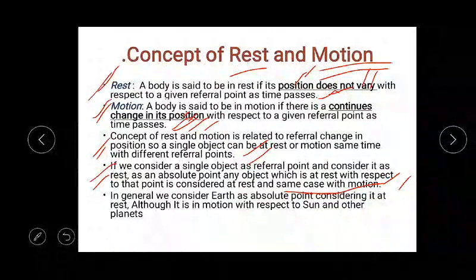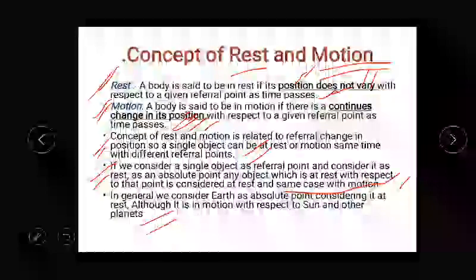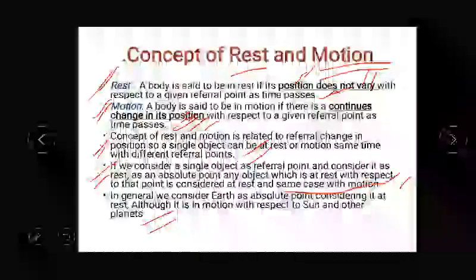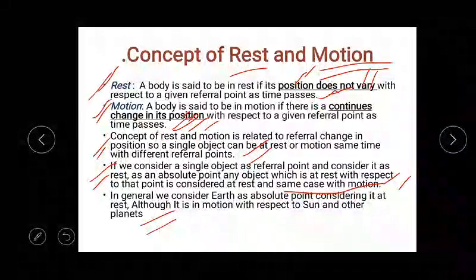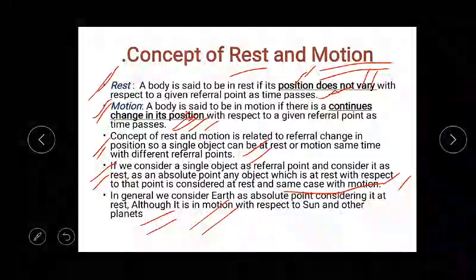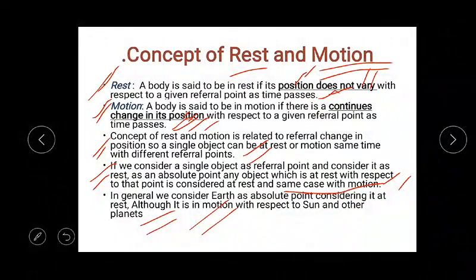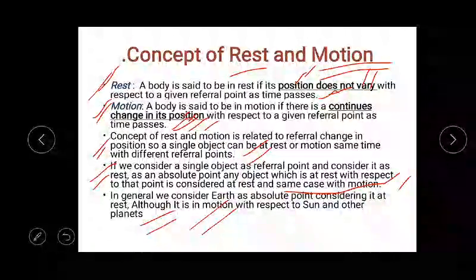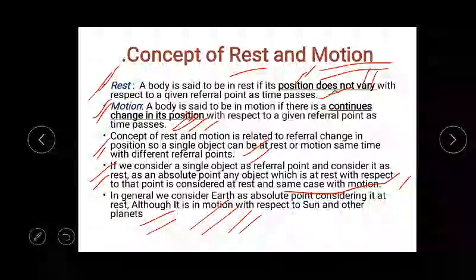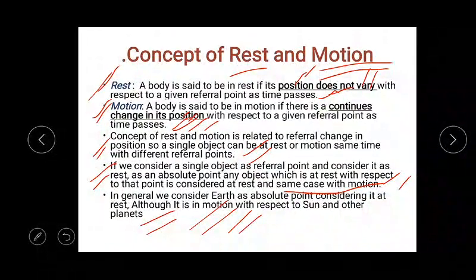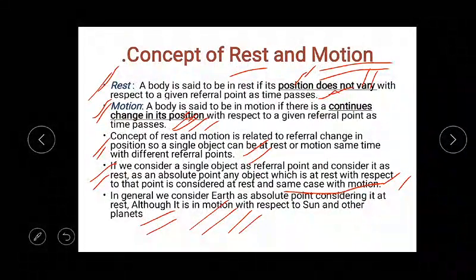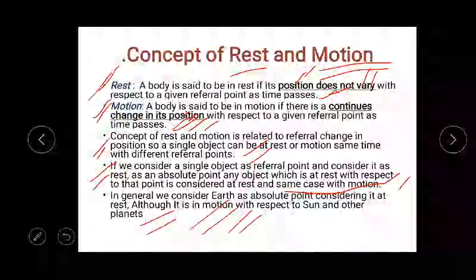Now what does the last point say? In general, we consider Earth as an absolute point, considering it at rest, although it is in motion with respect to the Sun and other planets. Now Earth is a very giant planet, although not the largest planet in the solar system, but it is very giant for us. So in that case we can consider the Earth to be an absolute referral point, or certain objects within the Earth to be absolute referral points.